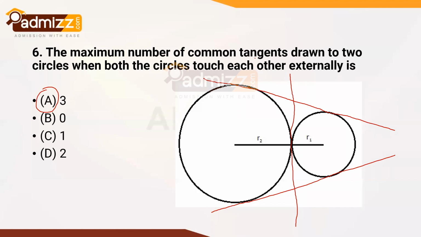right? I hope everyone is clear on this particular problem as well. So when 2 circles touch externally, 3 common tangents are possible. But in cases that they overlap, only 2 are possible, right? So they have to touch in order for 3 to be the total number of tangents possible.